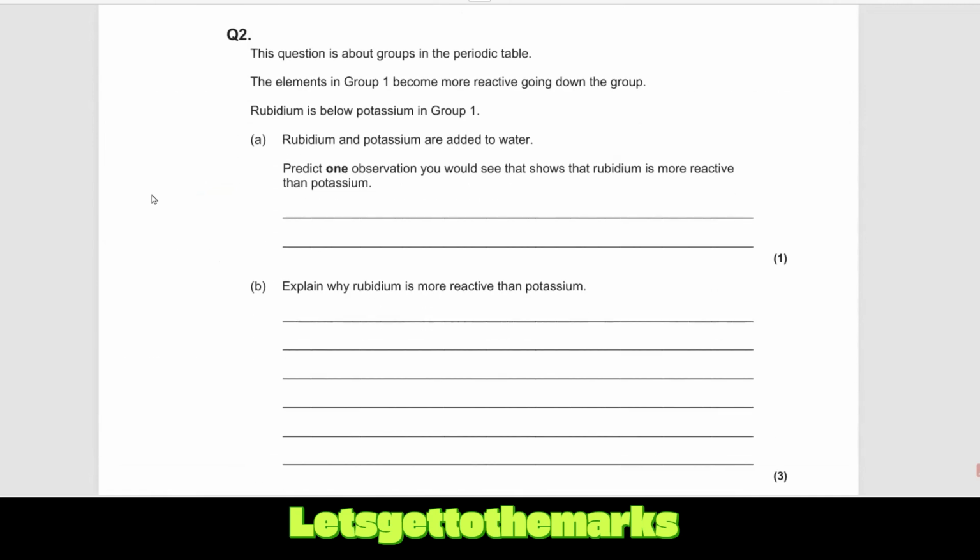Question two. This question is about groups in the periodic table. The elements in group one become more reactive as we go down the group. Rubidium is below potassium in group one. Rubidium and potassium are added to water. Predict one observation you'd see that shows that rubidium is more reactive than potassium. Explain why rubidium is more reactive than potassium. These are very common questions. You need to know them for combined science and separate science. Why don't you grab your pen, grab your paper, press pause, have a go.